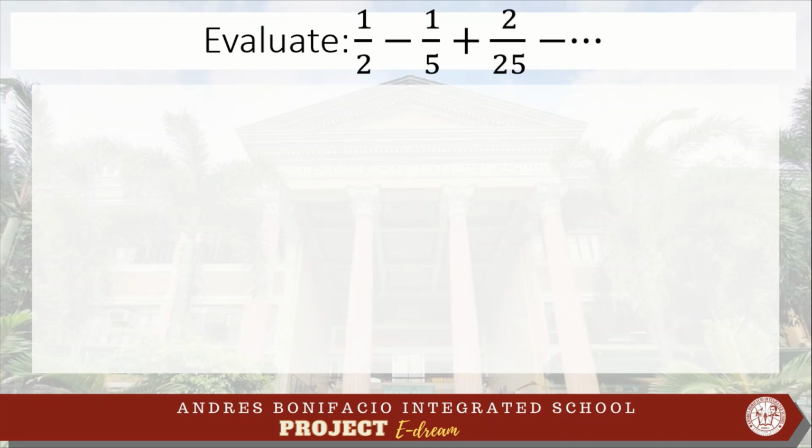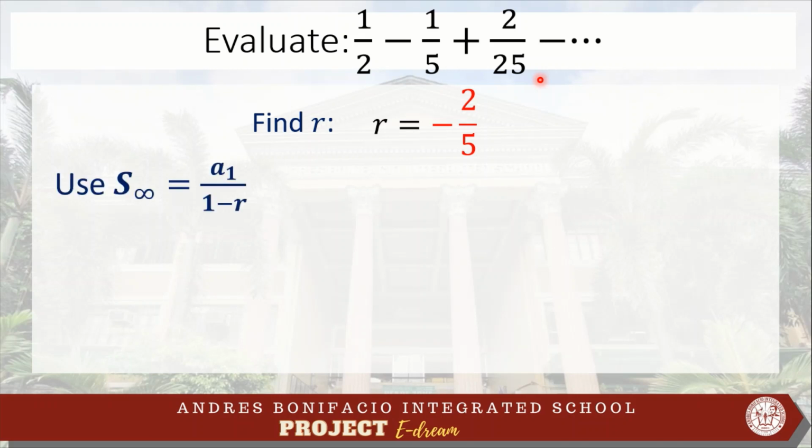Lastly, let's have this infinite geometric series 1/2 minus 1/5 plus 2/25 minus and so on. Let us find the common ratio. So we divide two consecutive terms. We will come up with negative 2/5. The absolute value of negative 2/5 is positive 2/5. 2/5, a proper fraction, is less than 1. So we may use the formula in finding the sum to infinity. That is a sub 1 divided by 1 minus r.